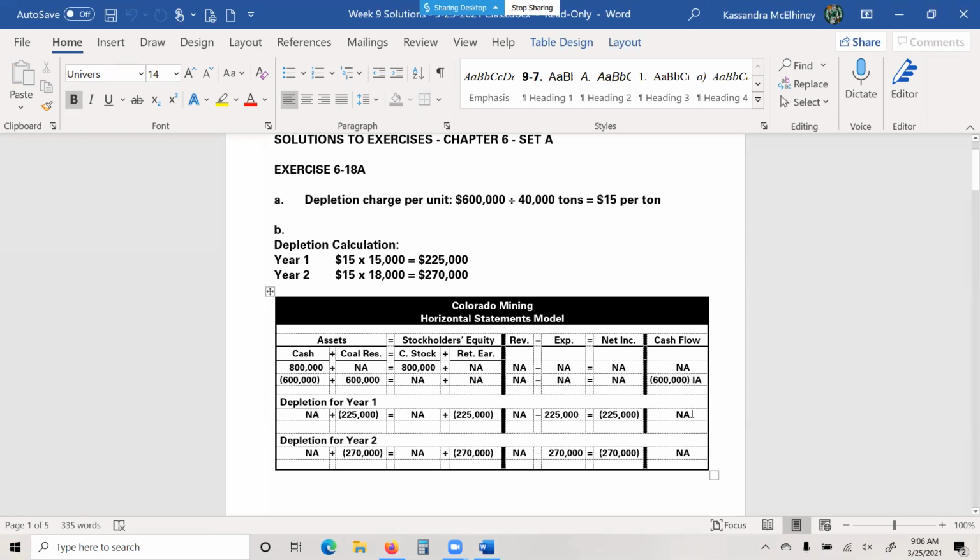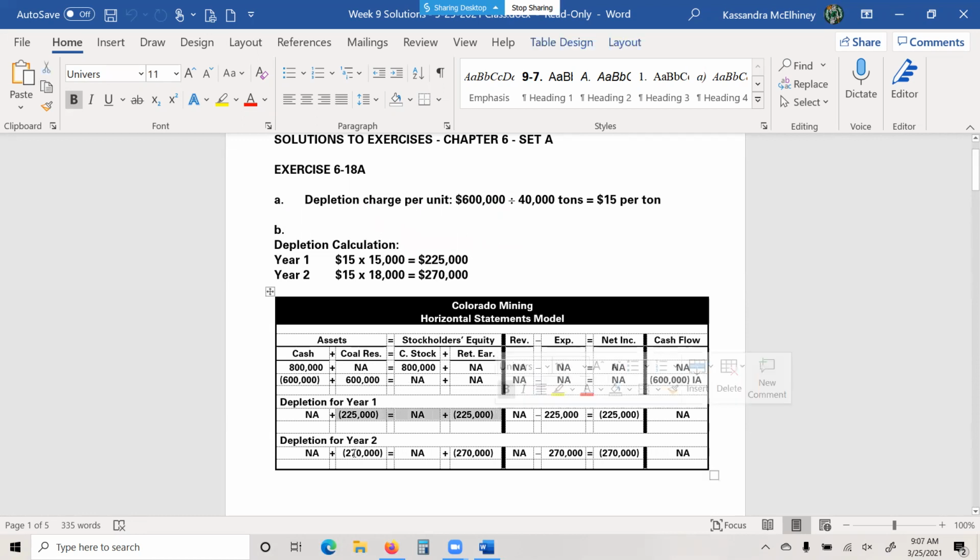So depletion for year one. The problem data told us that the company extracted 15,000 tons of coal in year one. So we just take the actual tons of coal extracted times our depletion rate calculated in part A. $15 per ton times 15,000 tons extracted gives us year one depletion of $225,000.